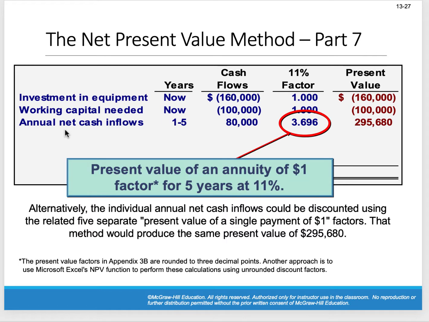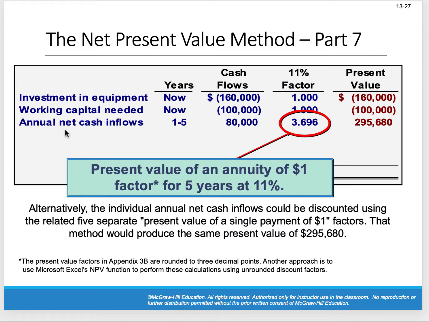Okay, so now, the first thing we do is we recognize that we have annual net cash inflows. That means from year 1, 2, 3, 4, and 5, each of those years, we're going to make $80,000, okay? Hopefully we should be cool to there, right? And then we get a factor. The factor at 11% is 3.696. Where did that come from?